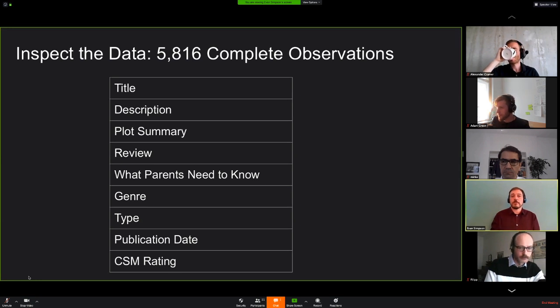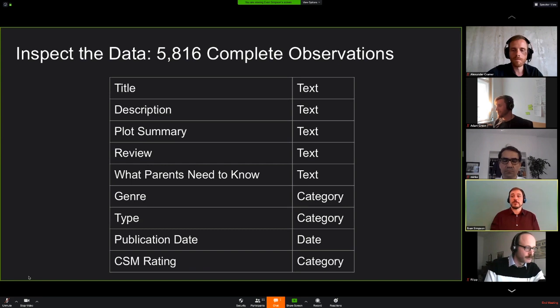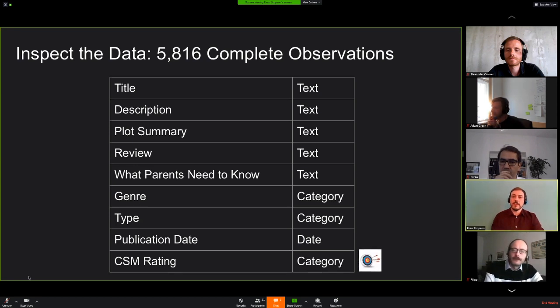The title, description, plot summary, I'm not going to read this all off to you, but all of these features are in different forms. So we have text, categories, the date, and then of course the CSM rate, the Common Sense Media rating. The key thing here was to identify which one of these would serve as the target. And of course, it's going to be that rating. That's going to be the key.